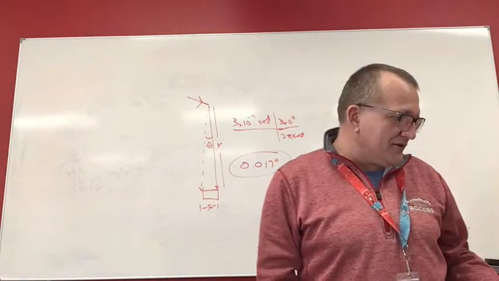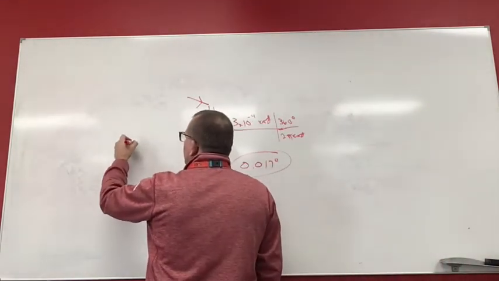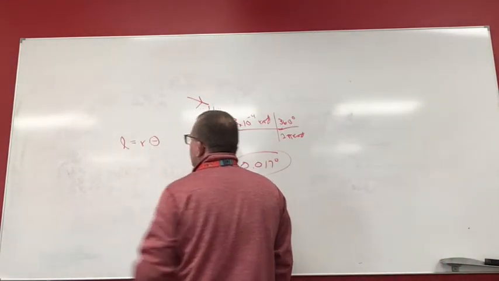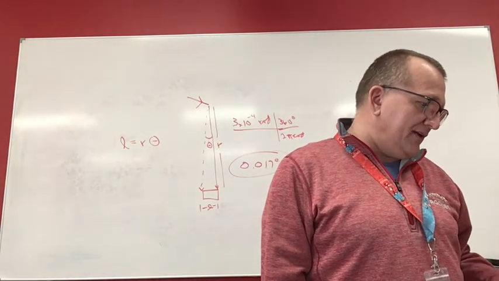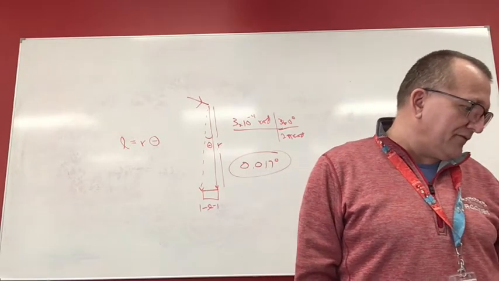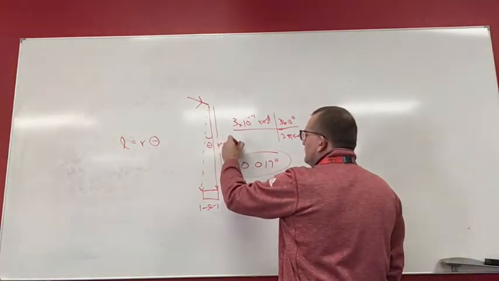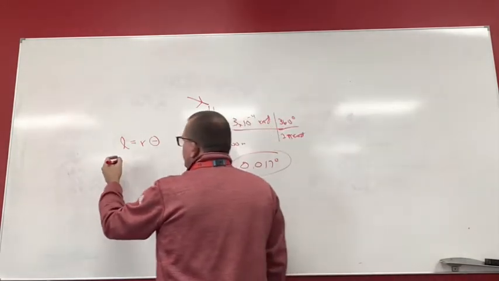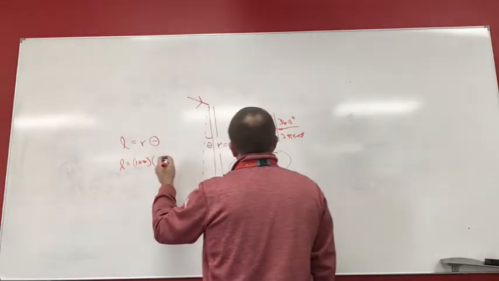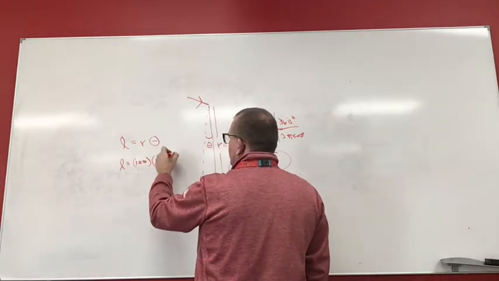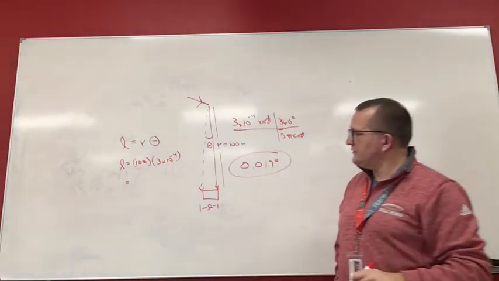One of the equations that we gave is the arc length is equal to R times theta. And theta needs to be in radians for us to find arc length. So we just want to find our height. And our R, we said, is 100 meters. So L is equal to 100 times 3 times 10 to the negative 4. And that will give us our arc length.